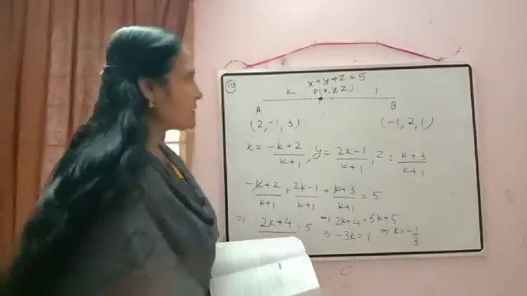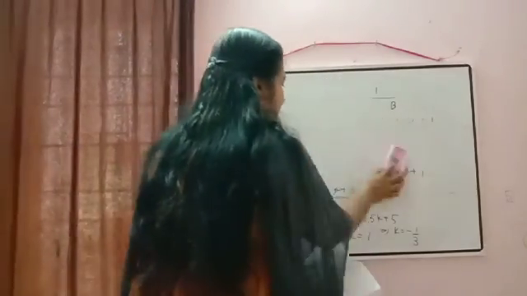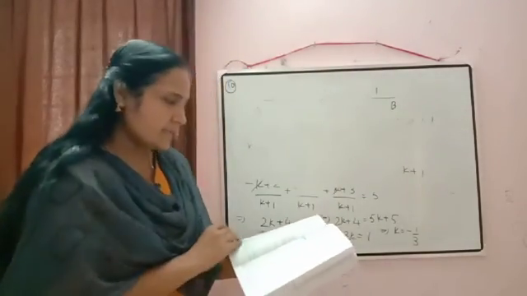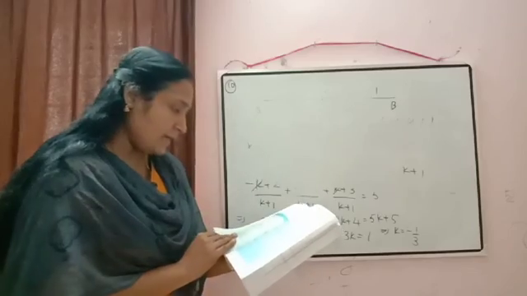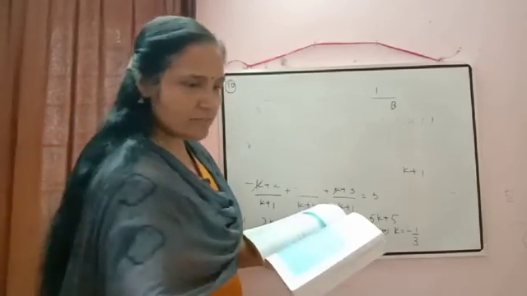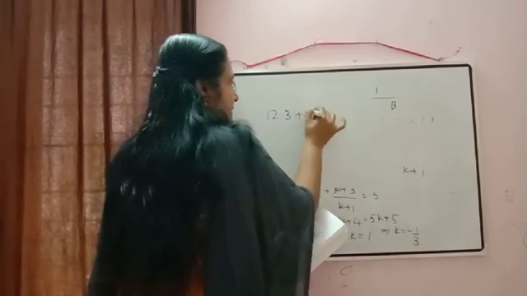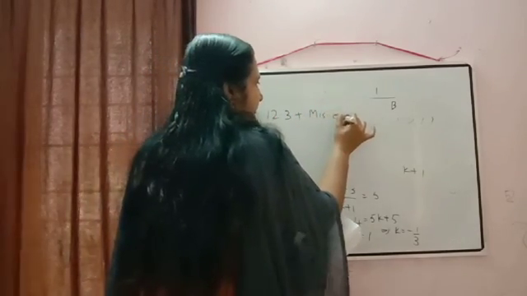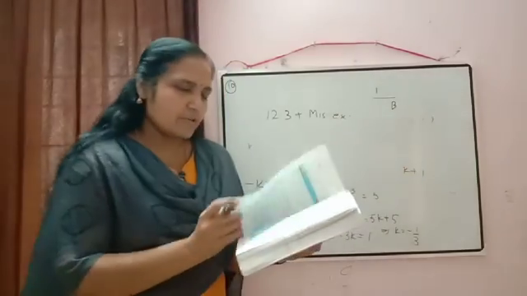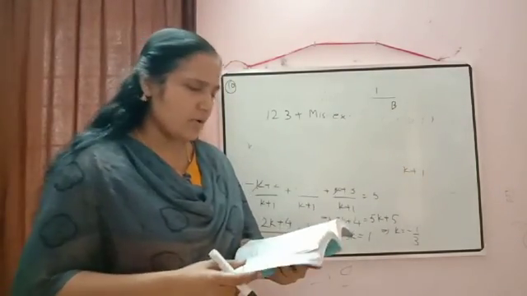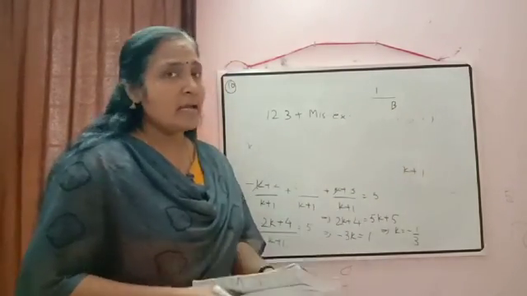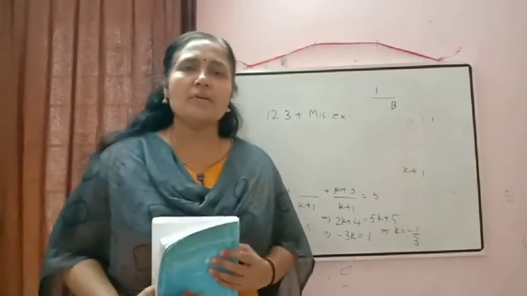So all of you please note down your homework. Your homework will be exercise 12.3 and the miscellaneous exercise from chapter 12. Okay. So exercise 12.3 plus the miscellaneous exercise. Only some questions are there. So I hope you can do all these questions. All the questions are easy only. In case of any doubt, you can ask.